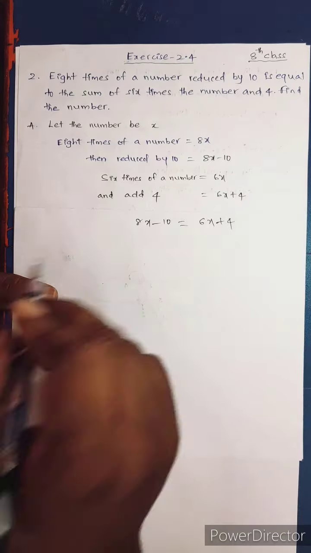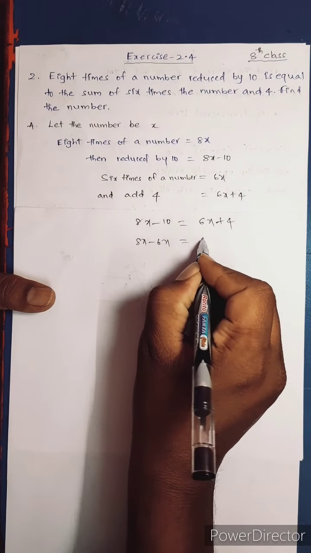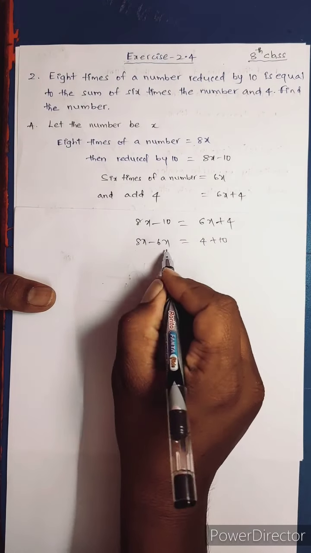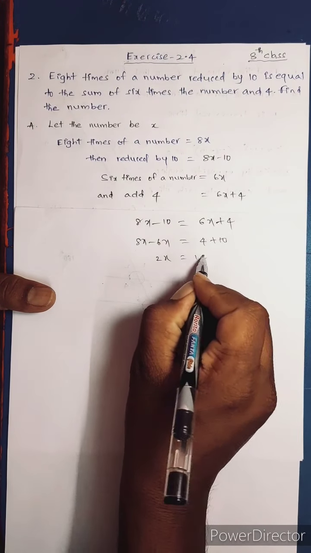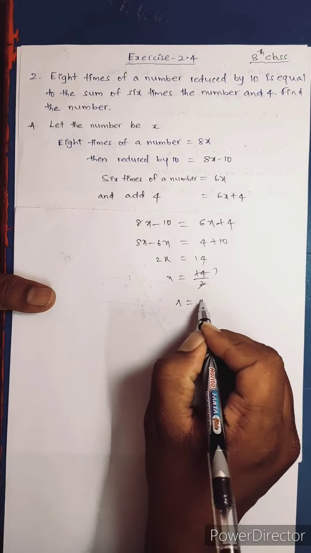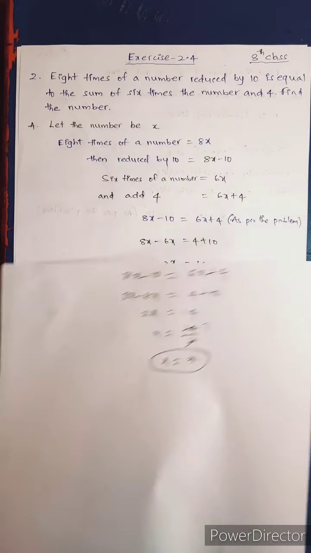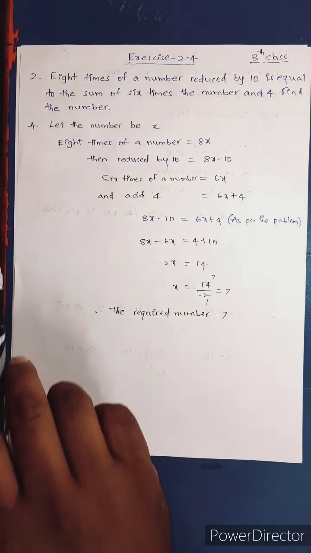Okay. Now take all variables to one side, 8x minus 6x, all constants to one side. 8x minus 6x is 2x is equal to 14, x is equal to 14 by 2, 2 sevens are 14. Value of x is equal to 7. So what is that number? 7. See, let the number be x.